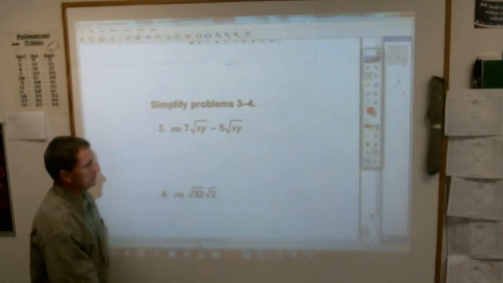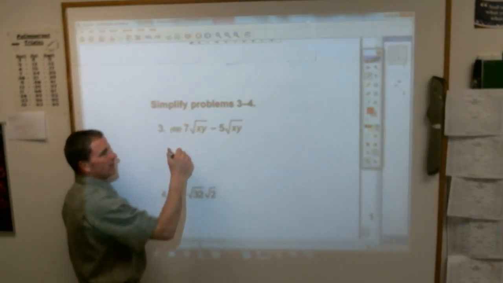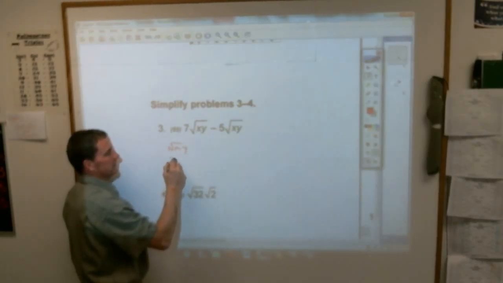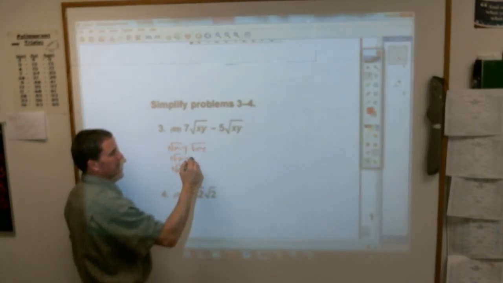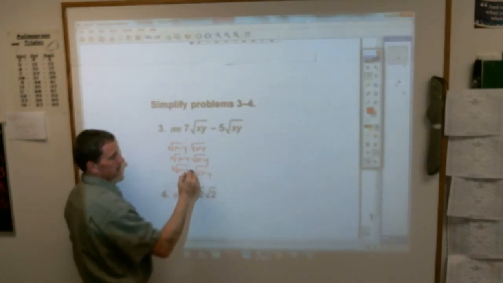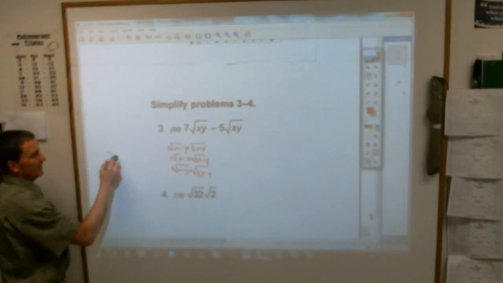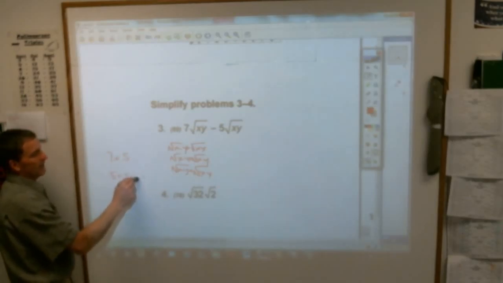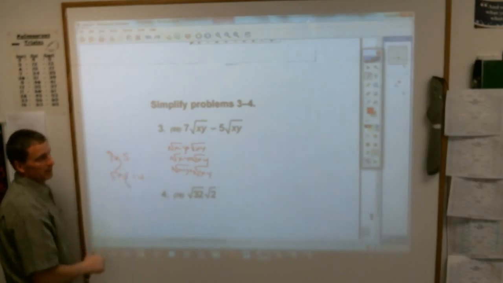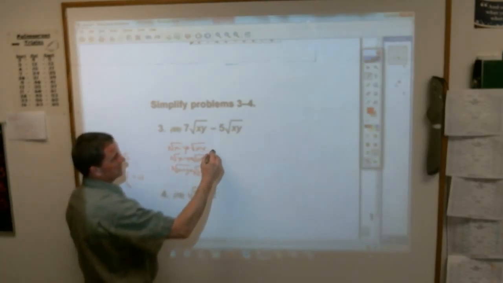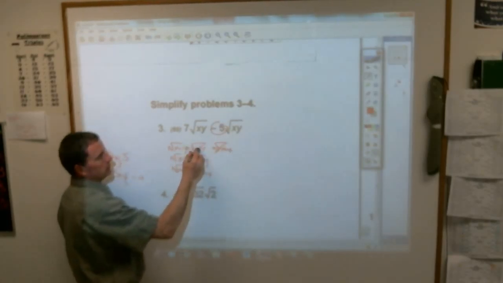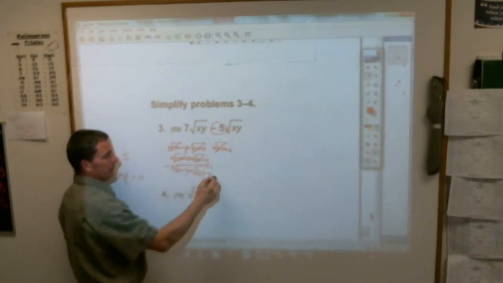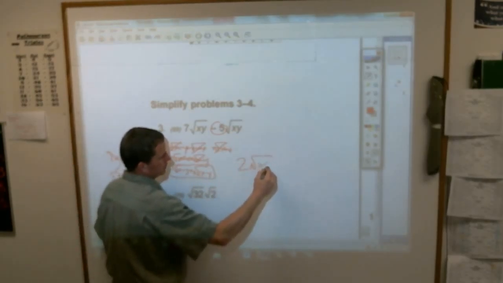Here's what the deal with this is, Lutz. You have 7 square roots of xy. That means you have 7 of these things, not multiplied, but actually added together. That's what 7 times any number means. 7 times 5 means you have 5 plus 5 plus 5 plus 5 plus 5 plus 5 plus 5. I have 7 of them, which I only have 6 there. I am removing 5 of them. 1, 2, 3, 4, 5. What am I left with? 2 of them. 2 xy's.